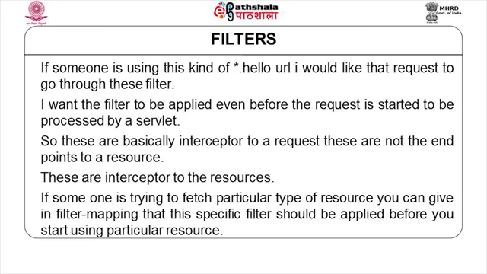Endpoints to a resource. These are not resource endpoints, fine. These are interceptors to the resources. If someone is trying to access a particular resource, you could set it up in the filter mapping that this specific filter should be applied before you enter into using this particular resource. That is where we have the filter mapping giving a filter name and the URL pattern. The URL pattern is not defining a new URL, rather specifying the URLs for which this filter becomes applicable.